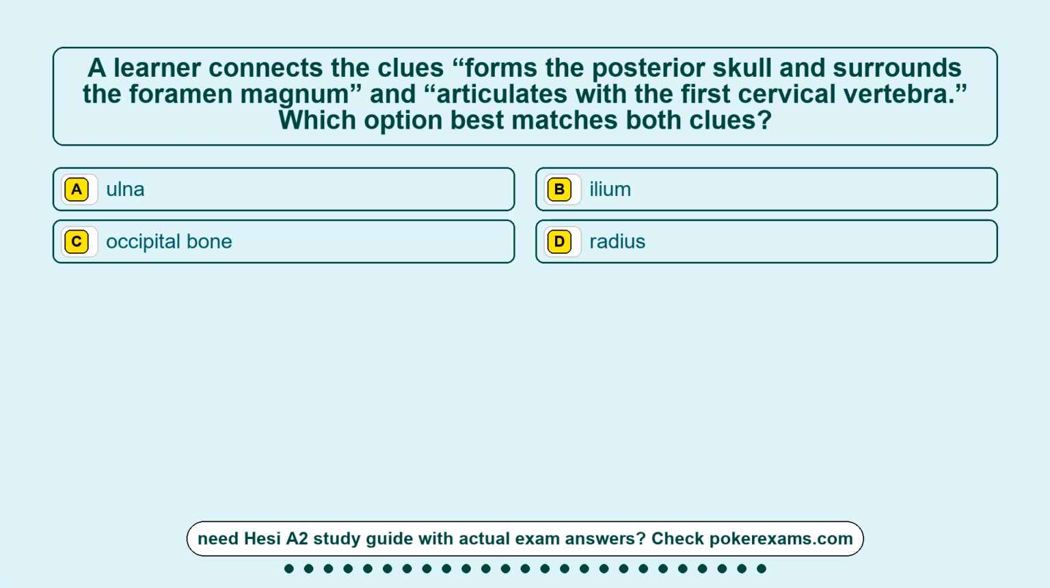Question 1. A learner connects the clues: forms the posterior skull and surrounds the foramen magnum, and articulates with the first cervical vertebra. Which option best matches both clues? Option A, ulna. Option B, ilium. Option C, occipital bone. Option D, radius. The correct answer is option C, occipital bone.